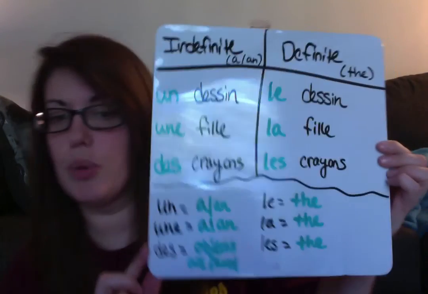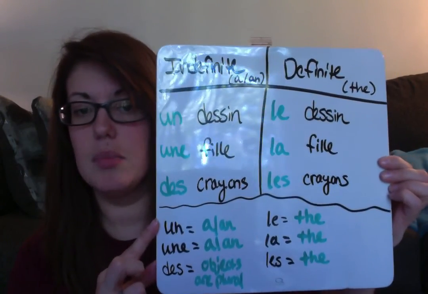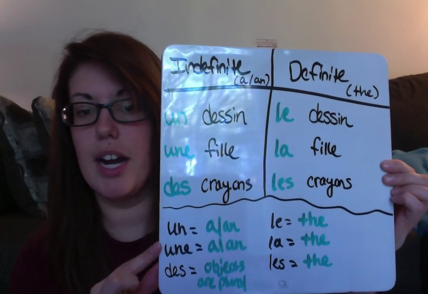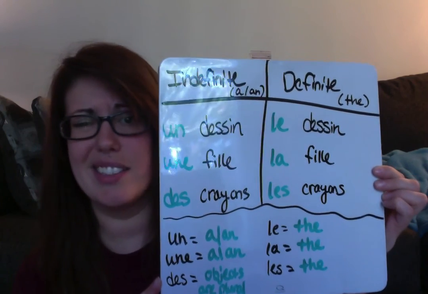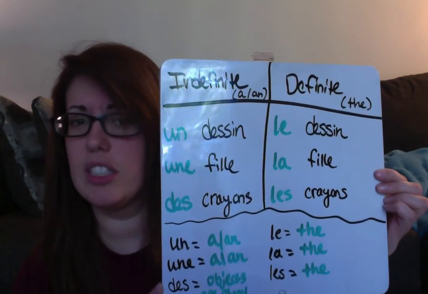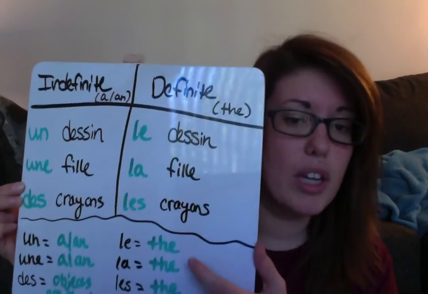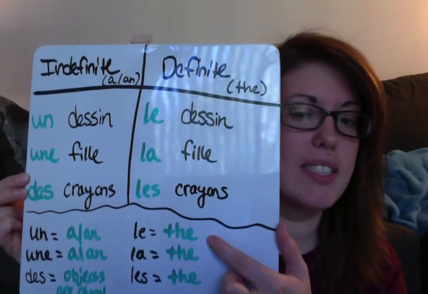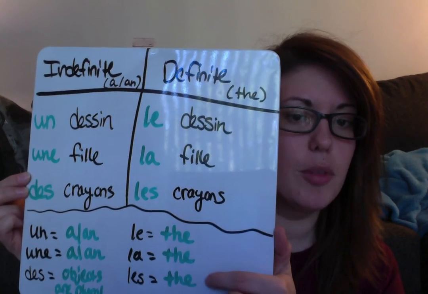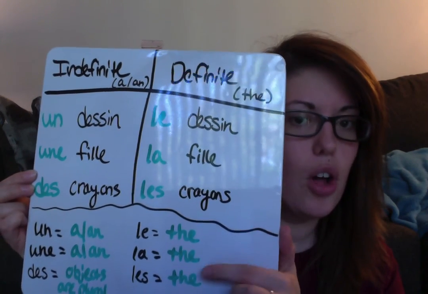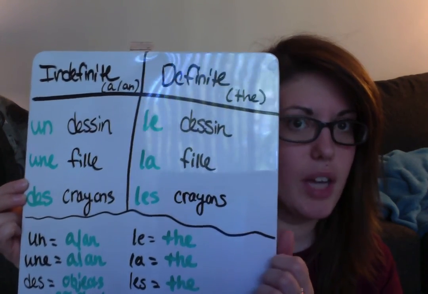And down here, just a quick translation. Un means a or an, une, a or an for feminine, and des has this general object is plural, no real English translation. Whereas over here you have le for masculine is the, la for feminine is the, and les for plural is the. So they're all very specific. They mean the, okay? So that's just a little glance at comparing our definite versus indefinite articles.